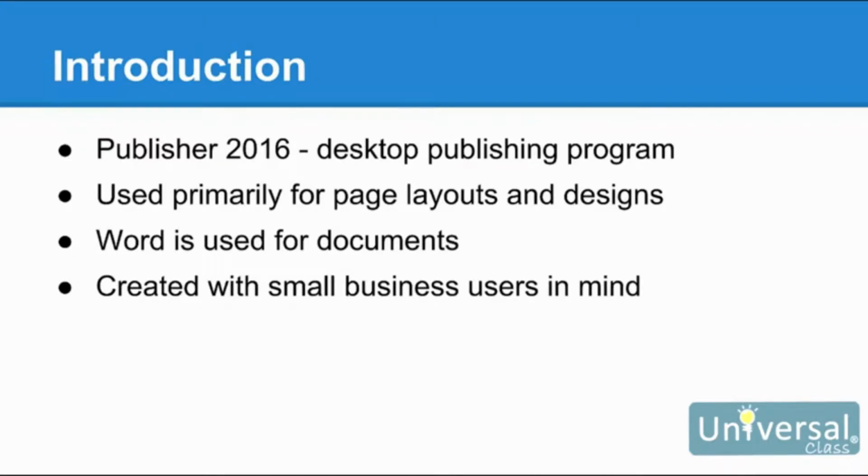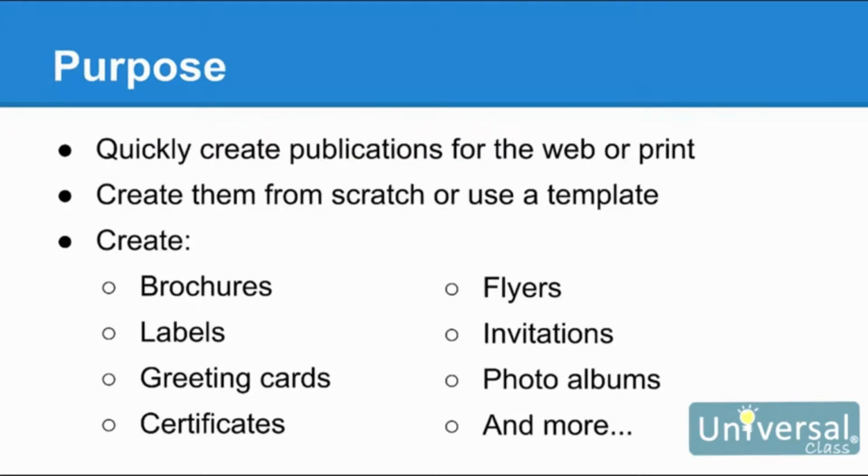Although Publisher can be used by anyone, it was created for the small business user in mind as a basic, easier-to-use alternative to the more expensive Adobe graphics program. The software program was created with small businesses in mind more than the home user. Therefore, it is only available with a subscription to Office 365 Personal, Home or Business, or when you purchase Office 2016 Professional. Publisher allows small businesses to quickly create publications for the web or print.